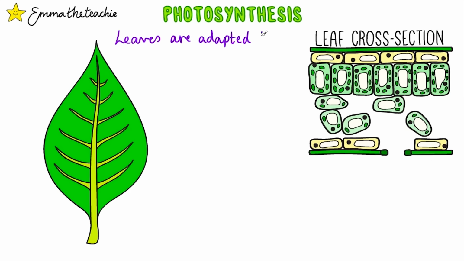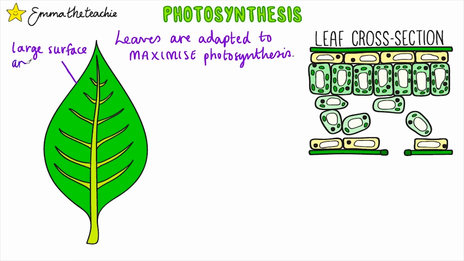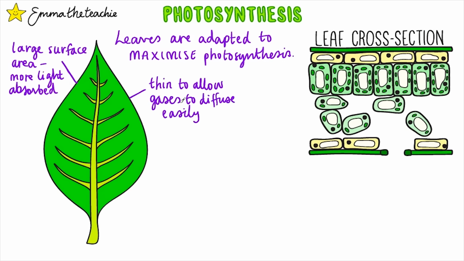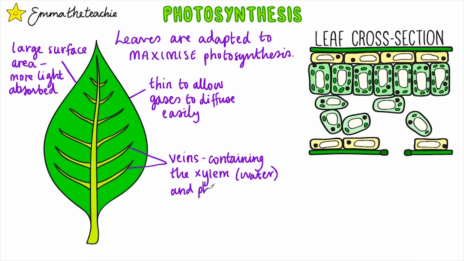Leaves are adapted to maximize the amount of photosynthesis that can take place. Pause the video and see how many adaptations you can spot in these 2 diagrams. We'll start with their shape. You can see that it gives them a large surface area to absorb more light. They're thin to allow gases to diffuse in and out easily, and they have veins, which contain the xylem to transport water and the phloem to transport glucose.